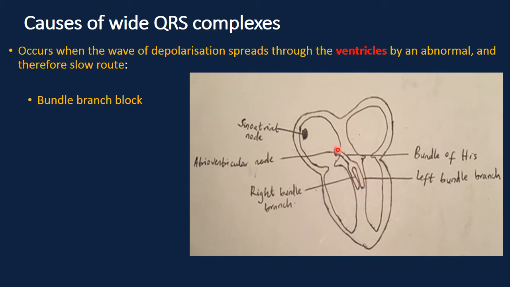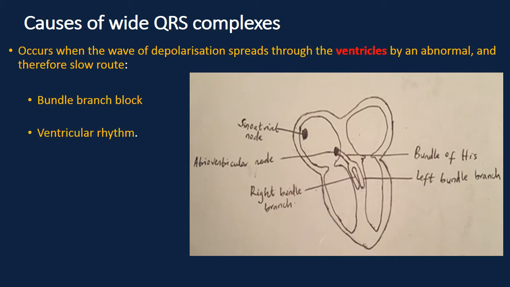So the wave of depolarization, let's say the right bundle branch is blocked. The wave of depolarization will come down and go to the left side. The left side will be depolarized normally, but because the right side is blocked, there will be no depolarization on the right side, and then the left depolarization will have to spread to the right side. That's an abnormal route, and because of that, you have a wide QRS complex because it's taking longer for this right side to be depolarized. So that's why you have a wide QRS complex in bundle branch block. We'll talk about this in another video.